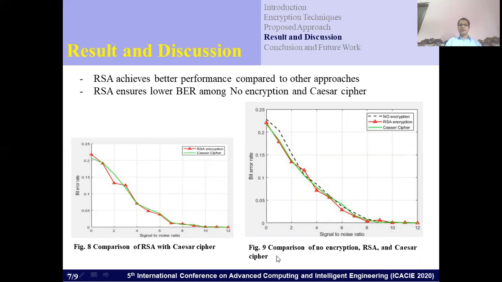Figure 9 shows the comparison of no encryption, RSA and Caesar cipher. And here we observe that RSA achieves the better performance compared to other approaches because it ensures lower bit error ratio among no encryption and Caesar cipher.